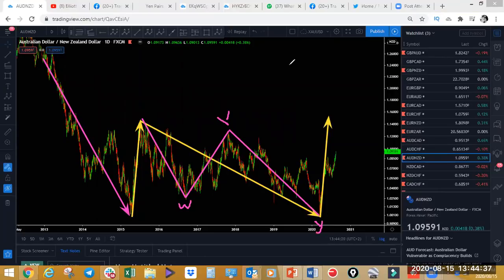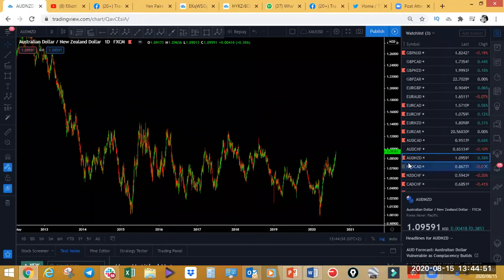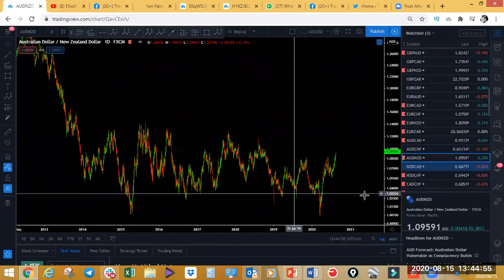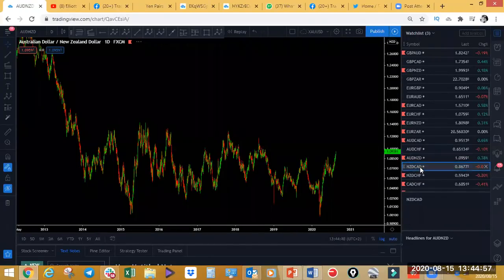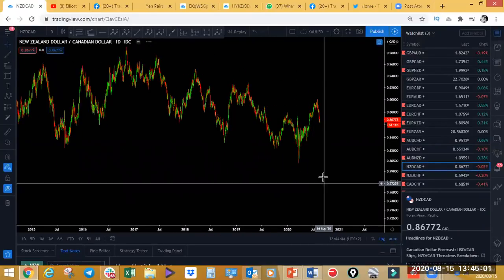Externally here, you've got an ABC structure. So what you're getting here is a 5-wave impulsive move to the upside. Every time you get pullbacks, keep buying this. That is Aussie New Zealand. Aussie New Zealand pushing up higher means weakness in the New Zealand. New Zealand CAD, like I said, the New Zealand is weak this week.